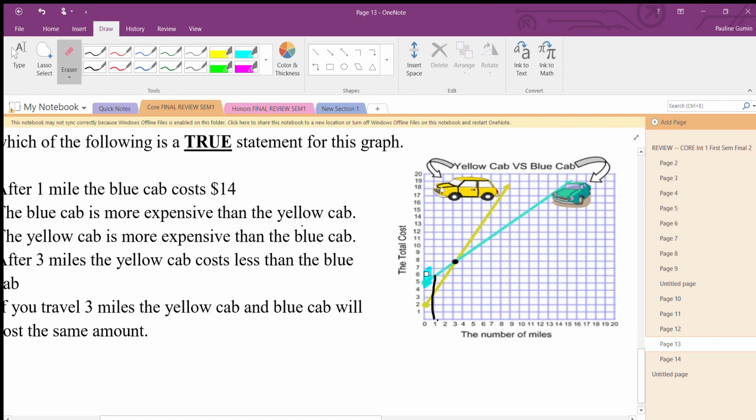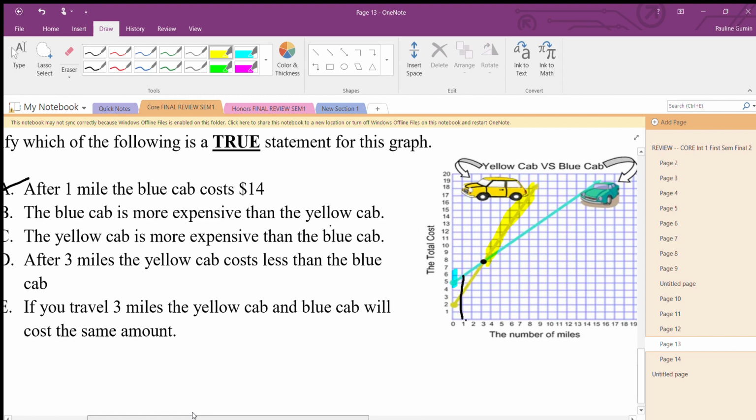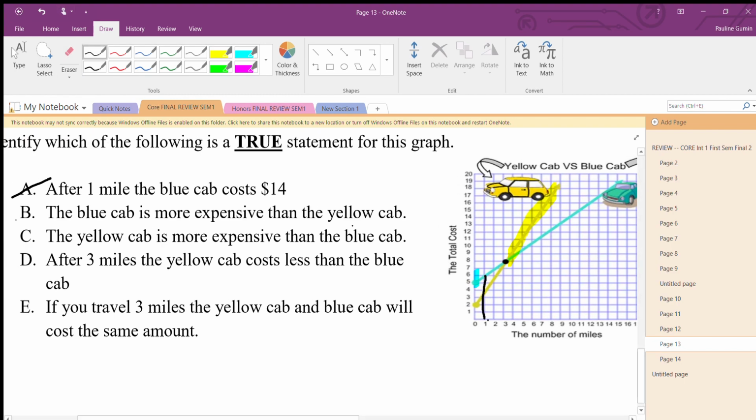Okay, let's move on to letter C. The yellow cab is more expensive than the blue cab. It is, but only right there. So letter C doesn't work either. So let's cross those off. B, C. All right, those didn't work.